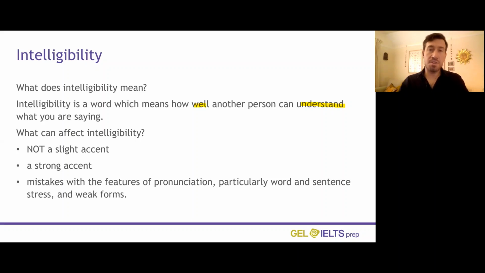Also, mistakes with the features of pronunciation are another thing. So particularly if the word or the sentence stress is not correct, it can be really difficult to understand. So try to work on those, make sure you're familiar with any mistakes that you make and try to correct them. So these are things that can affect intelligibility.